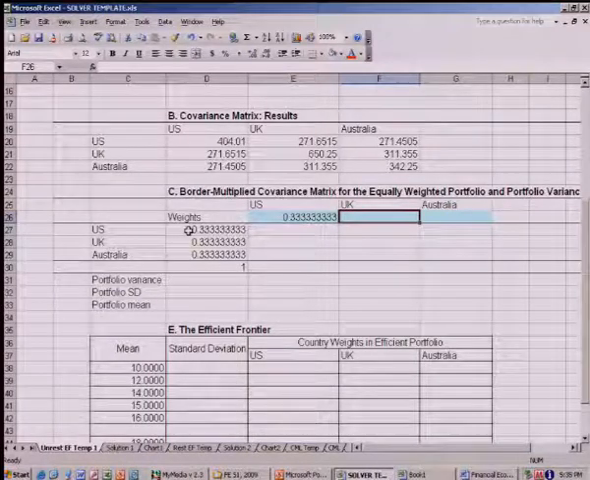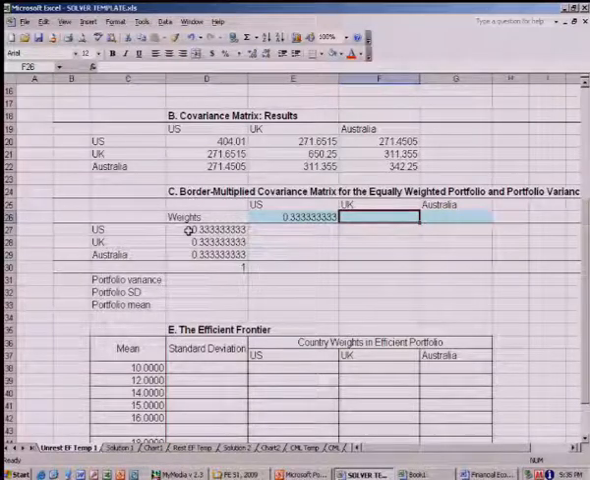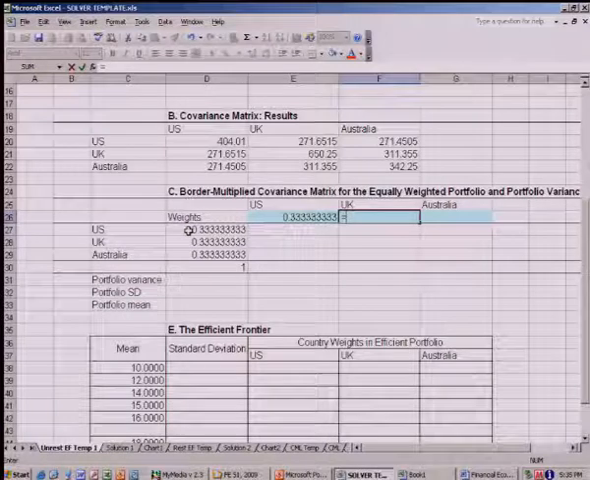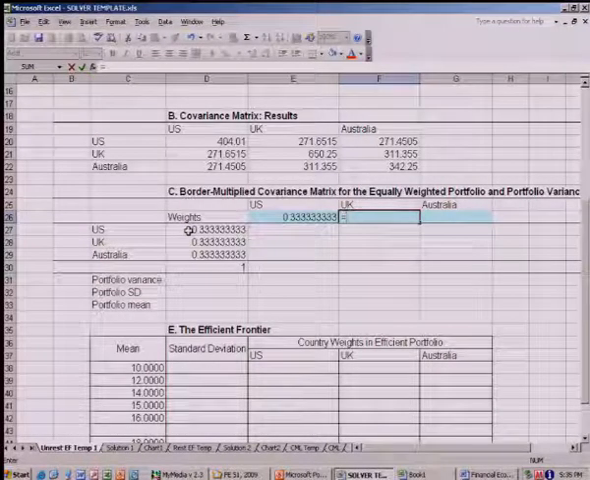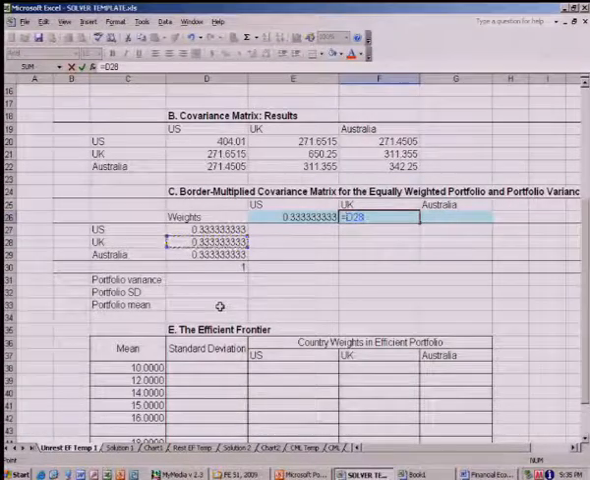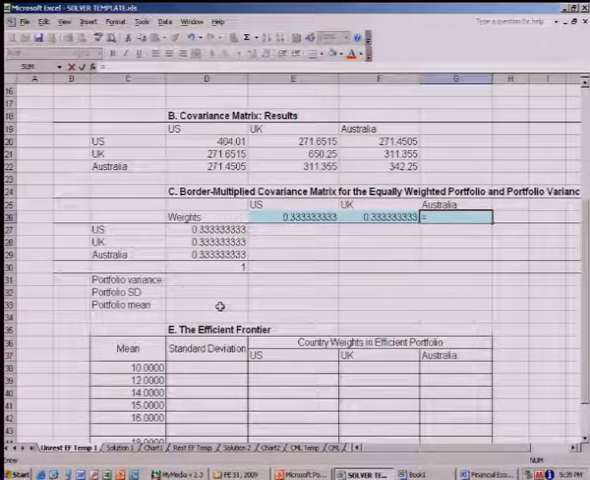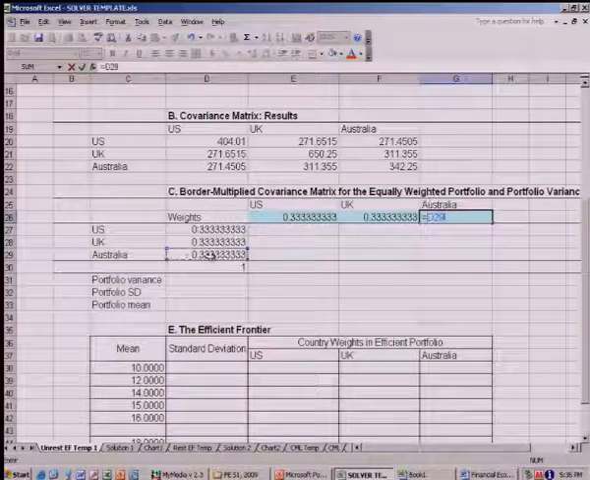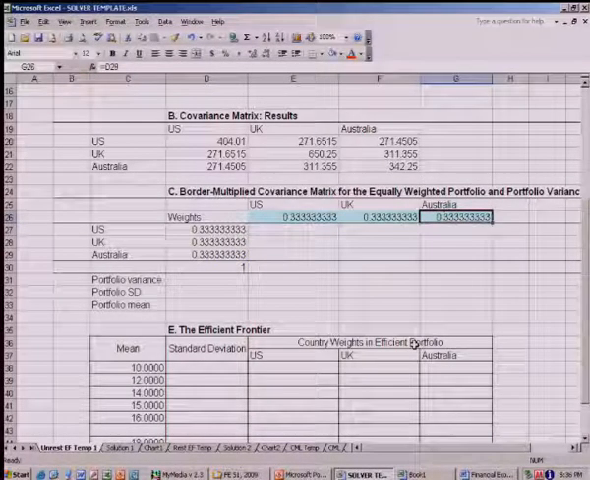You can't enter an equal weight 0.333 there. What you would have to do is make a reference to the border column cell that contains the weight on the UK asset. And that cell, in our case, will be D28, and press enter. And you do the same for the Australian asset, the weight on Australian assets. So just make the reference to the D29 cell from the border column.